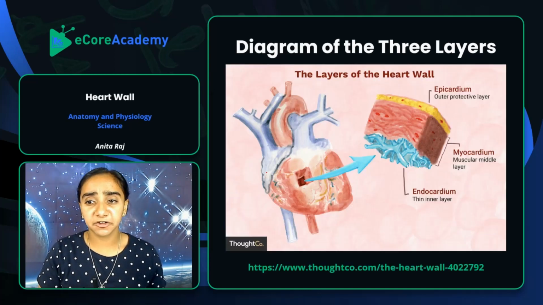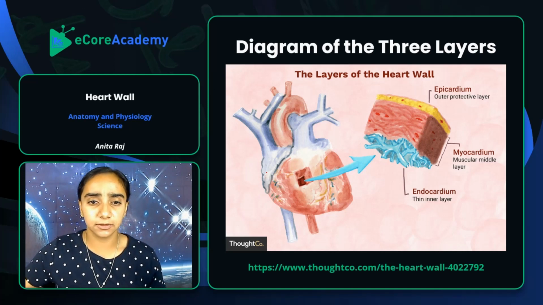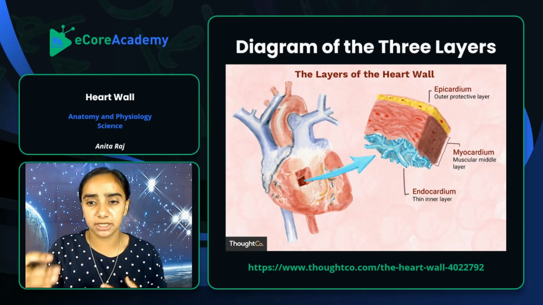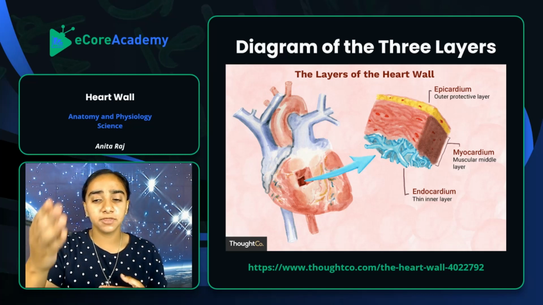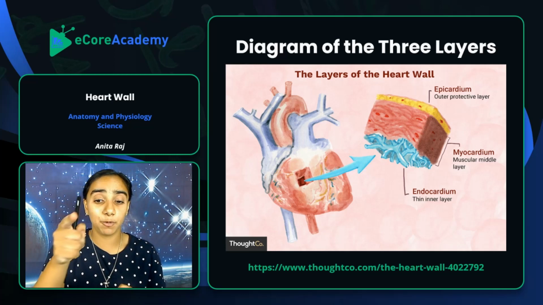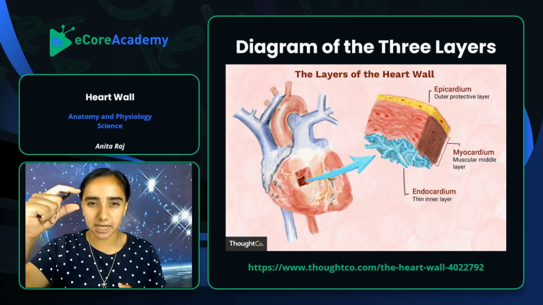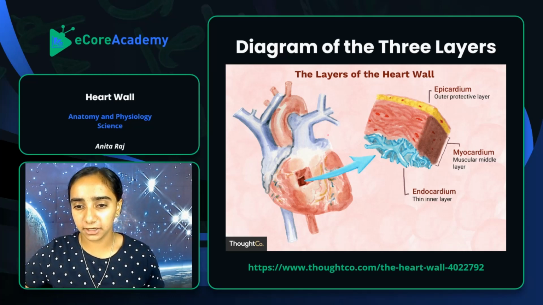Now we have a diagram of the 3 layers of the heart that I just mentioned. So let's take a look at this diagram before we get into the specific functionalities of each layer of the heart. So here is your actual heart. What they've done in this diagram is they've made it look like someone has cut out a square chunk of the heart wall and pulled it out so you can actually examine it. So here is that chunk that they've pulled out, right? This cube right here.